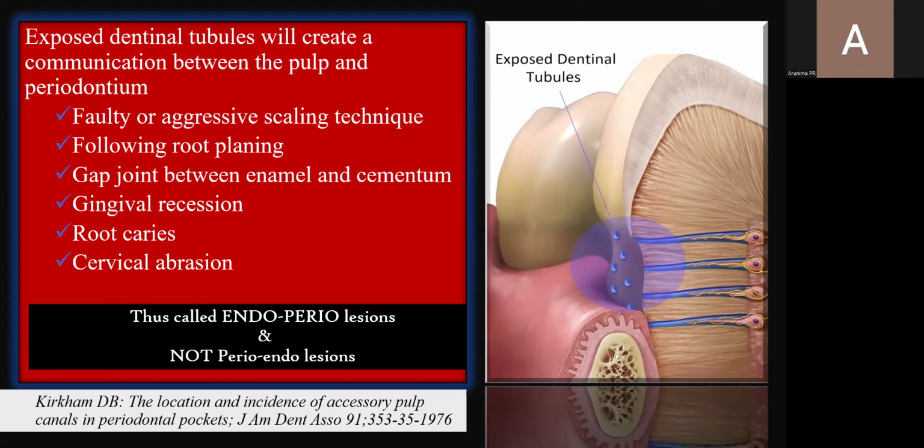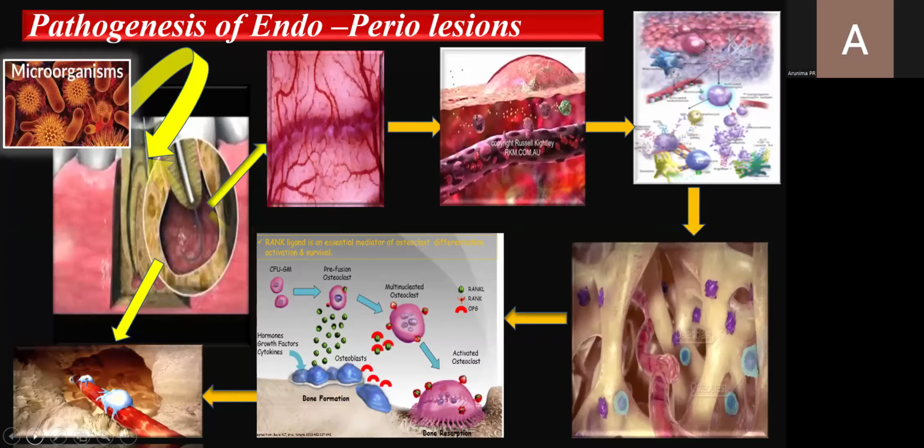So this is a very important picture you need to remember: whenever you do any procedures, you need to be very careful. Never do over-instrumentation. You have to respect the hard and the soft tissue when you do a procedure. That means the iatrogenic factors that you can control within your limits.